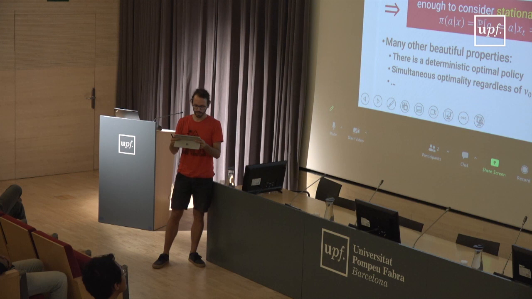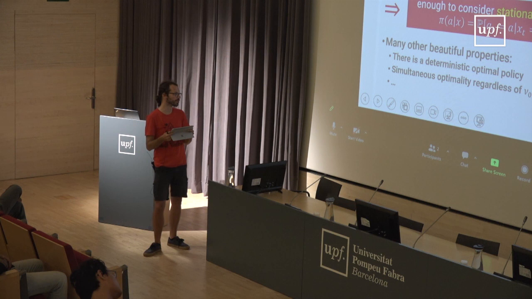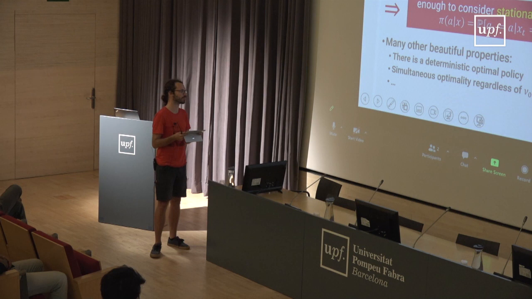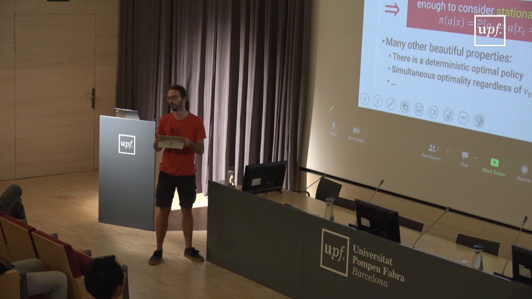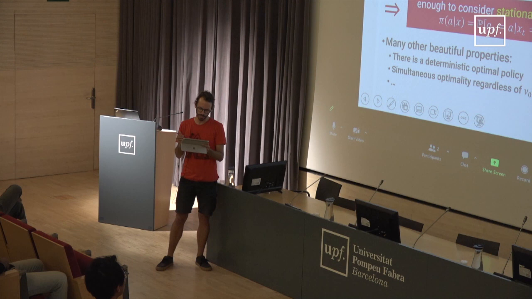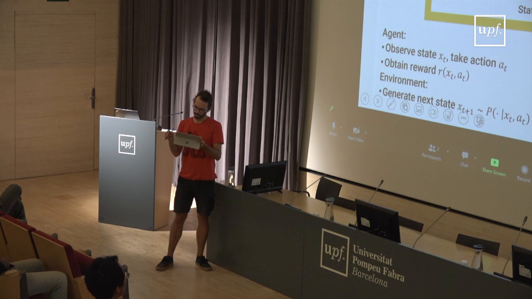Of course, there are many other beautiful properties that are useful for deriving algorithms. For example, the existence of a deterministic optimal policy, and also a guarantee that there exists an optimal policy that is optimal no matter what starting state distribution we initialize the process from. But in our model, we are going to attach some importance to the initial distribution of states as well. So, right, I think this is something that should be emphasized for the purpose of this talk.